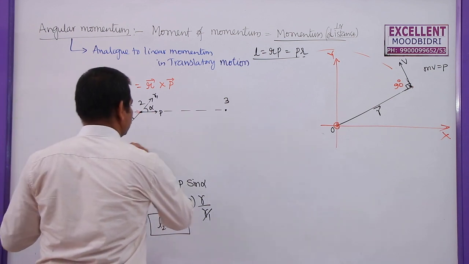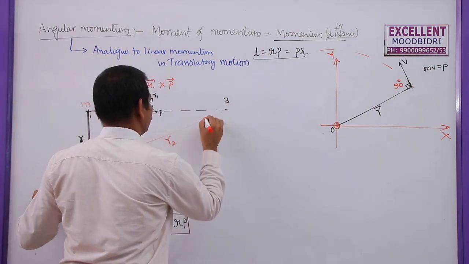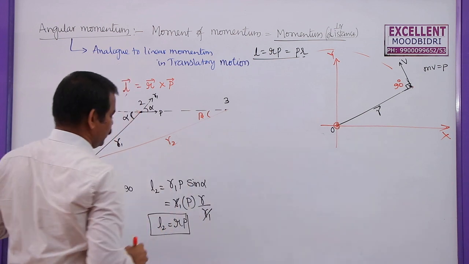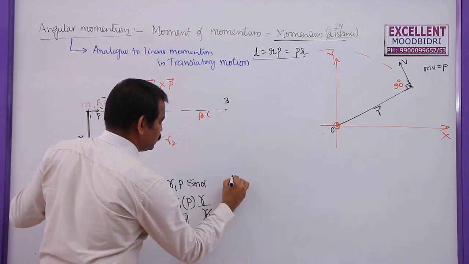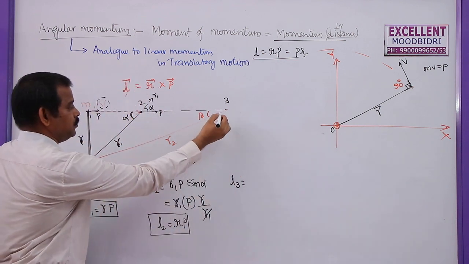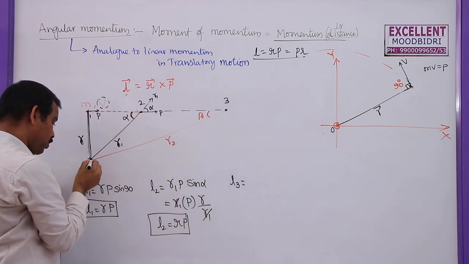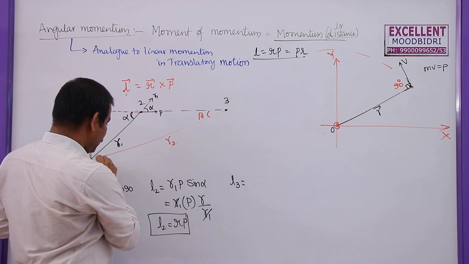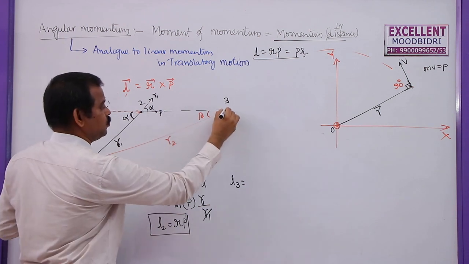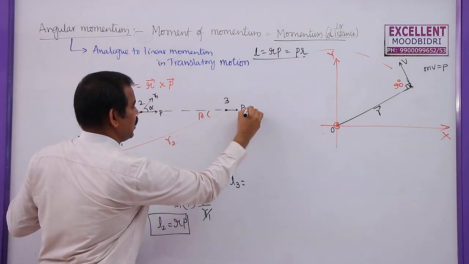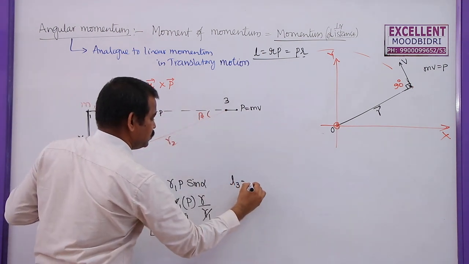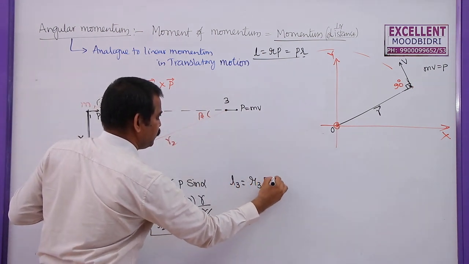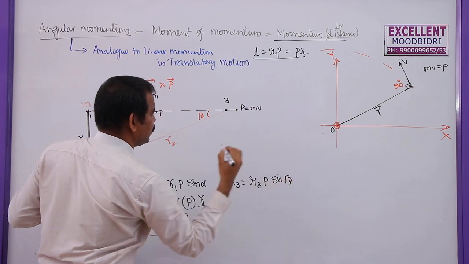So if you join these two, this will be r2. Let us say the angle is beta. So what is the angular momentum of this particle here? L3, the angular momentum of this particle when it is at 3, about this point O is given by this distance into the momentum. The momentum is not changing because the particle is moving with constant velocity here. So this will be r3 p sine beta.